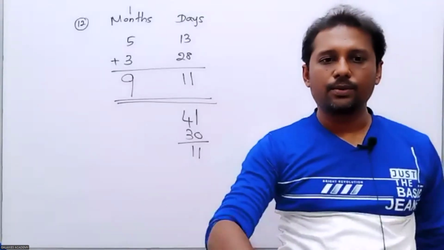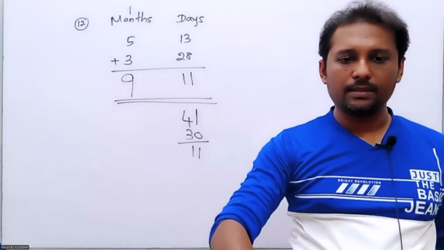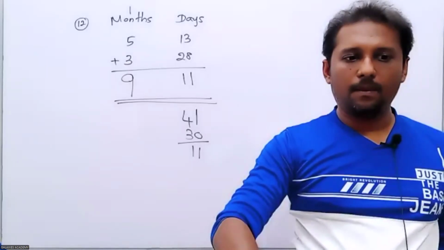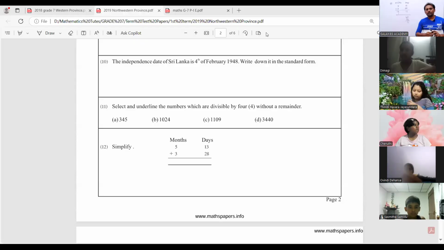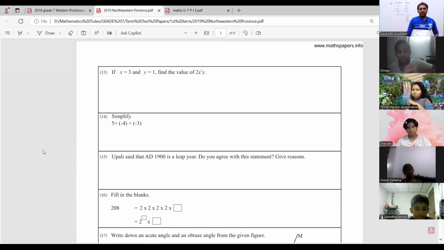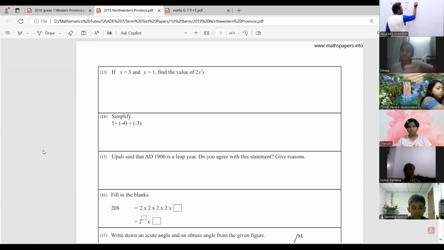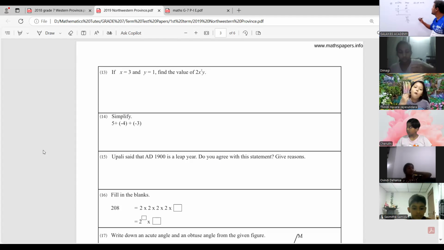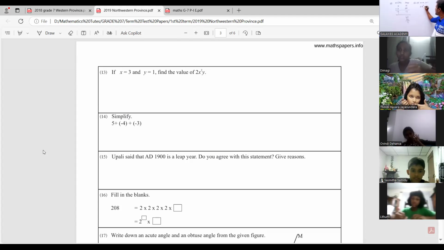Right, then let's go to the 13th question. Question number 13: if x equals 3 and y equals 1, then find the value of 2x squared y.